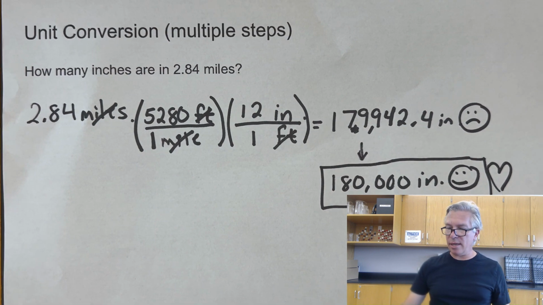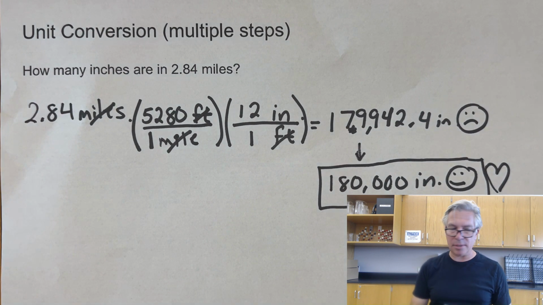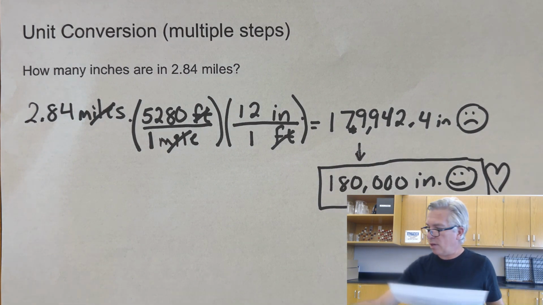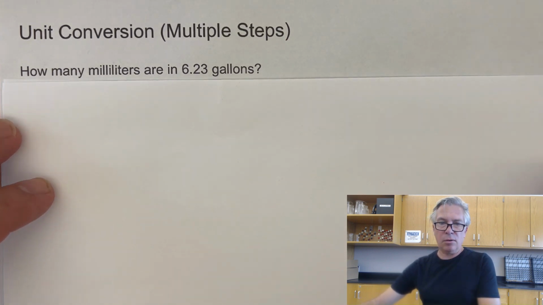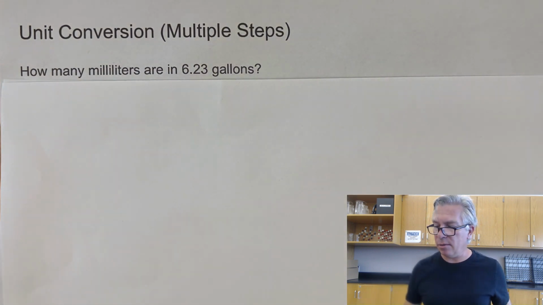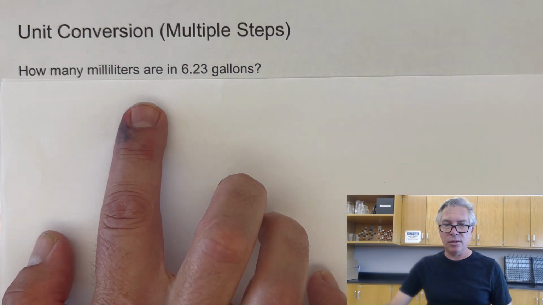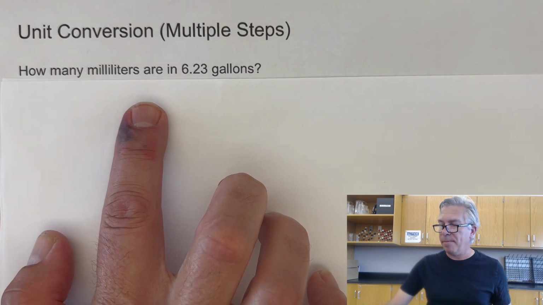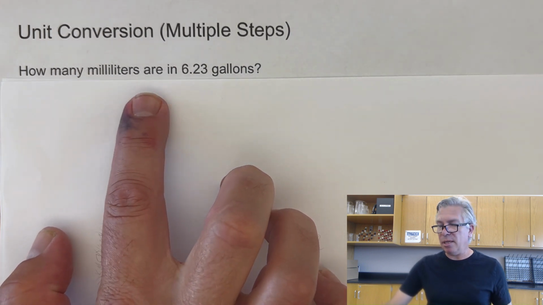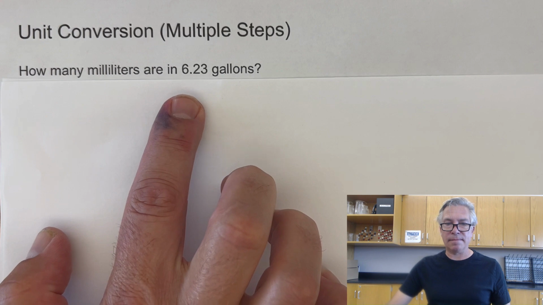Okay, so that's a unit conversion that took us 2 steps. I'll put a similar one here for you to try. So take a moment, pause the video, and see if you can find, using whatever tools and resources you need, how many milliliters there would be in 6.23 gallons.